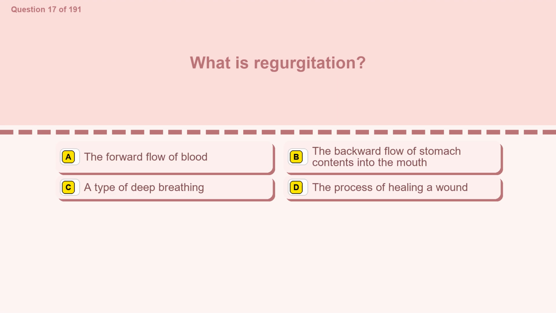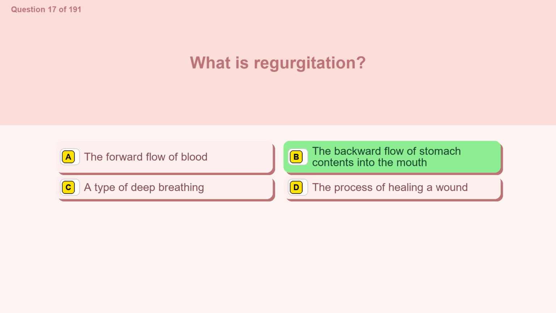Question 17. What is regurgitation? Option A, the forward flow of blood. Option B, the backward flow of stomach contents into the mouth. Option C, a type of deep breathing. Option D, the process of healing a wound.